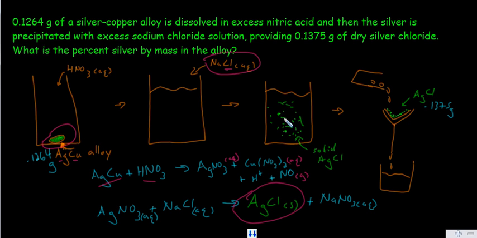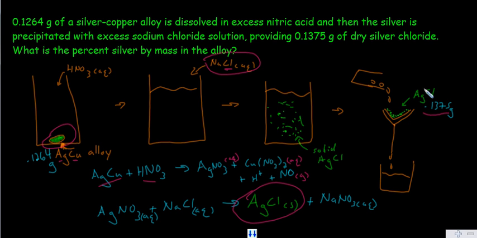Now you want to separate the silver chloride from the rest of the solution. To separate a solid from a liquid, you can use filtration. So pour this cloudy solution through filter paper, and the solid will get caught in that filter paper, and the liquid will flow through. Then you can take this solid silver chloride and dry it by putting it in the oven, so that all the water is evaporated, and it only leaves those 0.1375 grams of silver chloride.